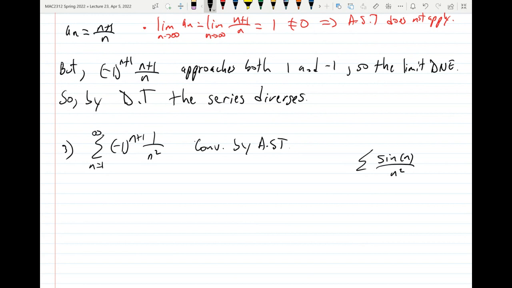Therefore, the direct comparison test tells you the absolute value version of this converges. So this one converges absolutely. If this converges absolutely, then the series itself converges. Okay, so that's what we want to do. That's how we're going to control series where the terms behave irregularly, sometimes positive, sometimes negative.